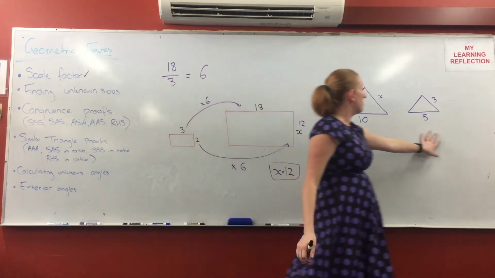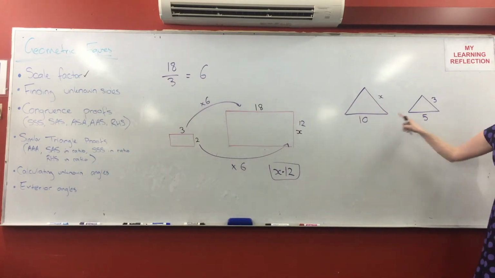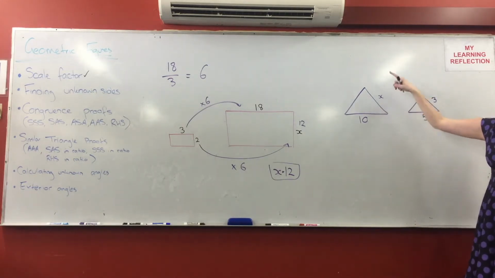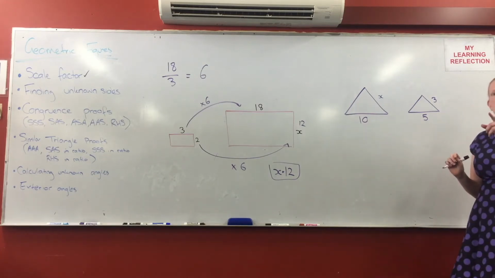Now I want to do the same with my triangles here. I'm given 2 sides on my second shape, but I'm only given one and an unknown mystery side on this first shape. So how do I calculate the scale factor? Divide 10 by 5. You see how many 5s go?